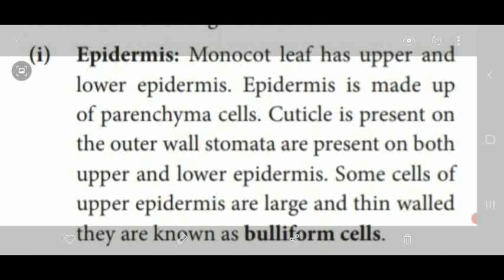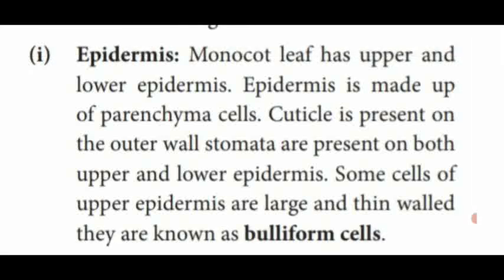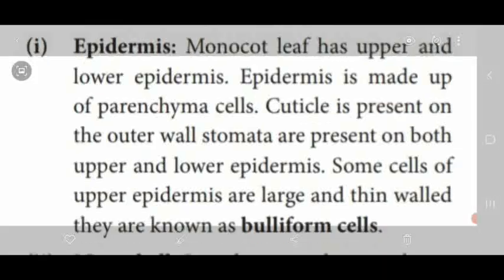But in the upper epidermis, some cells are larger and also thin walled. They are big, but the wall is very thin walled. These cells are called bulliform cells. Two mark question: what is bulliform cell? In the monocot leaf upper epidermis, some parenchymatous cells are larger in size and also thin walled. That cell is called bulliform cells.